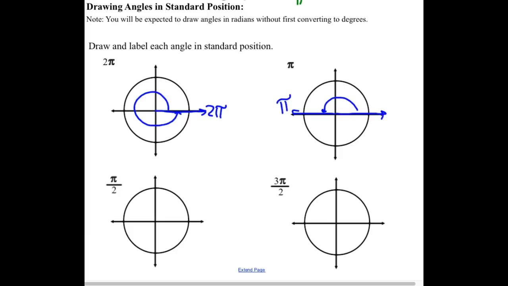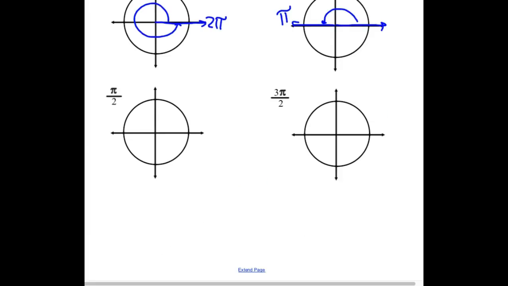How about pi over 2? Okay, that's our 90-degree one. Again, think in terms of halfway to pi. Yes? Okay. So what about 3 pi over 2? Draw where that would land. 3 pi over 2, 3 halves of pi. 3 halves is what number? 1.5. We need 1.5 pi's, right?